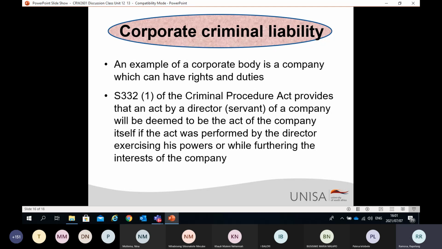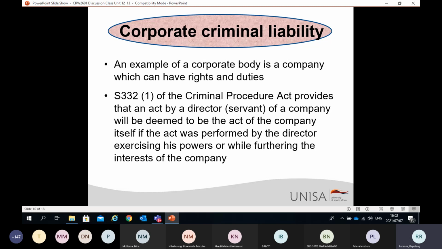So these are interesting dynamics, obviously, because you think of instances like VBS, you think of instances like Steinhoff, and the question is, can those companies be found guilty of the crimes committed by their servants and their directors? I put it to you that if indeed there is an appetite on the part of the state or the National Prosecuting Authority to implement Section 332(1) of the Criminal Procedure Act, those companies can be found liable for fraud. They can be found liable for corruption or money laundering or racketeering.